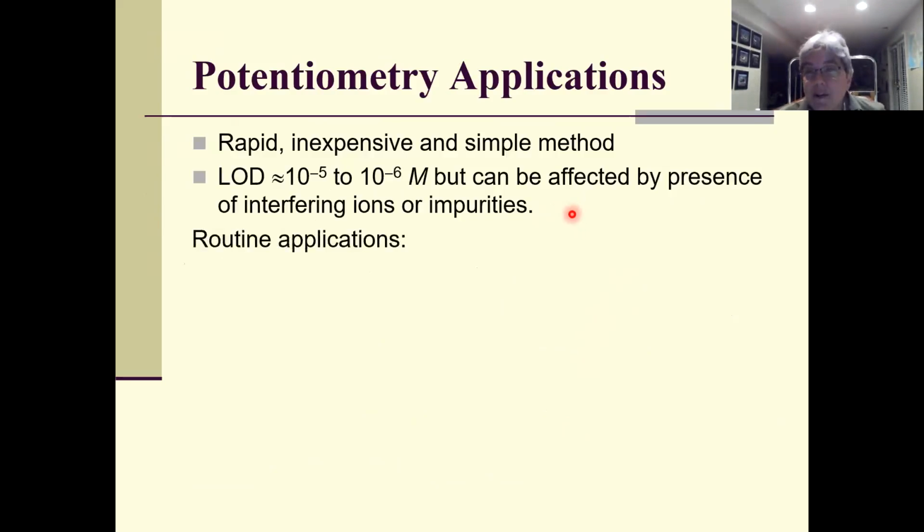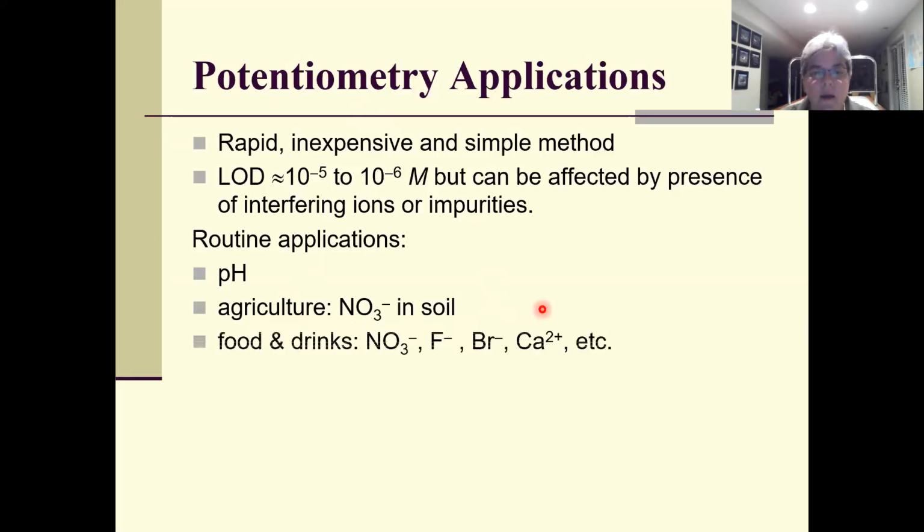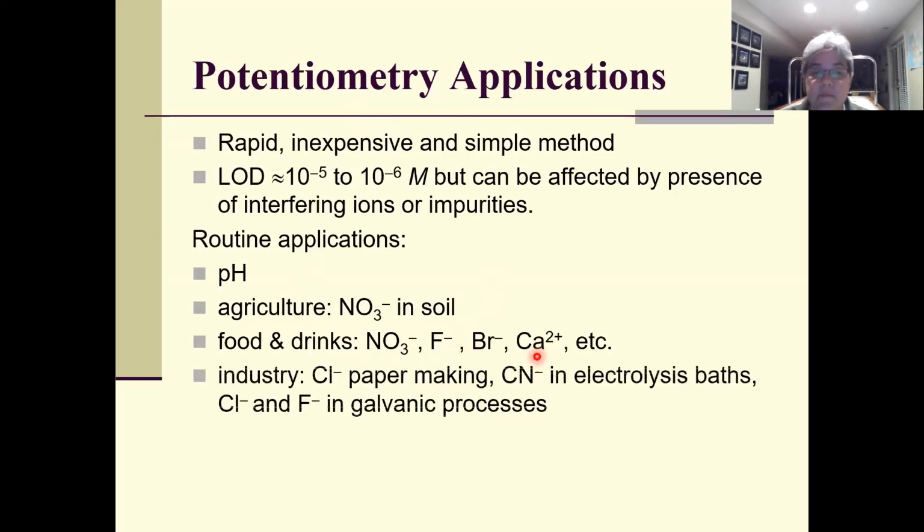So the common applications are things like, of course, determining pH. That's the big one. Also, there's a lot of agricultural chemistry. For instance, if you want to determine nitrate in soil, you can use this method. It's actually a liquid membrane. You can determine things in foods and drinks. Again, nitrates, fluoride, and bromide. Those would be solid state membranes. Calcium would be another liquid membrane.